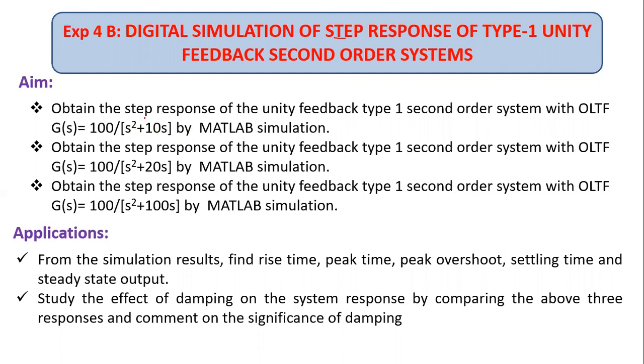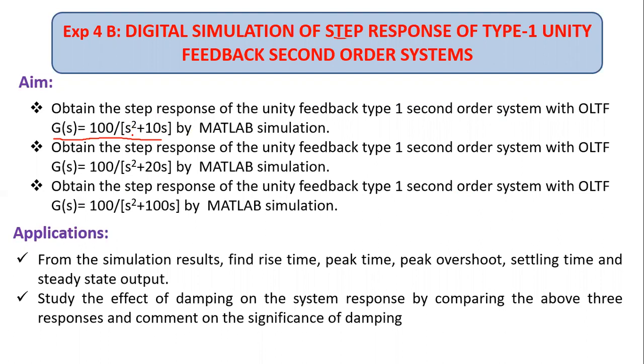Coming to the aim, obtain the step response of a unity feedback type 1 second order system with an open loop transfer function G(s) equal to 100 by s square plus 10s by MATLAB simulation. If we observe the open loop transfer function, G(s) equal to 100 by s square plus 10s, the highest power of the denominator term is s square. So it is a second order system.